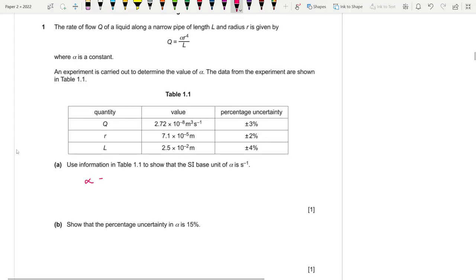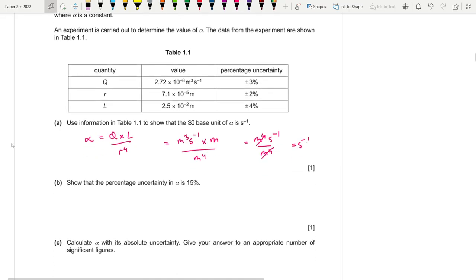Let's make alpha the subject, that is Q times length divided by R to the power 4. Q has the unit meter cubed second to the power minus 1. Length is just meters. R is also just meters. So we end up with meter to the power 4 s minus 1 divided by meter to the power 4, which is just per second. That makes sense.